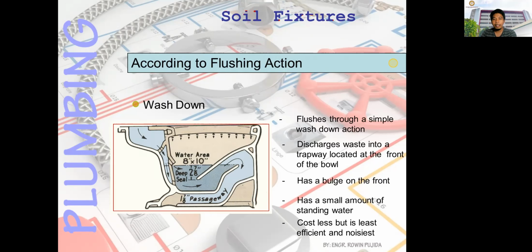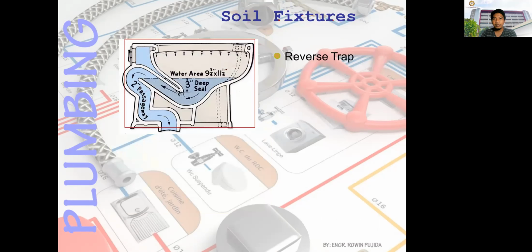Next is the reverse trap. This is the flush tank, and then the water goes down and goes back up the passageway. That is called the reverse trap. It flushes through a siphon action created in the trapway. So from the flush tank, the water goes down and goes back to the passageway.